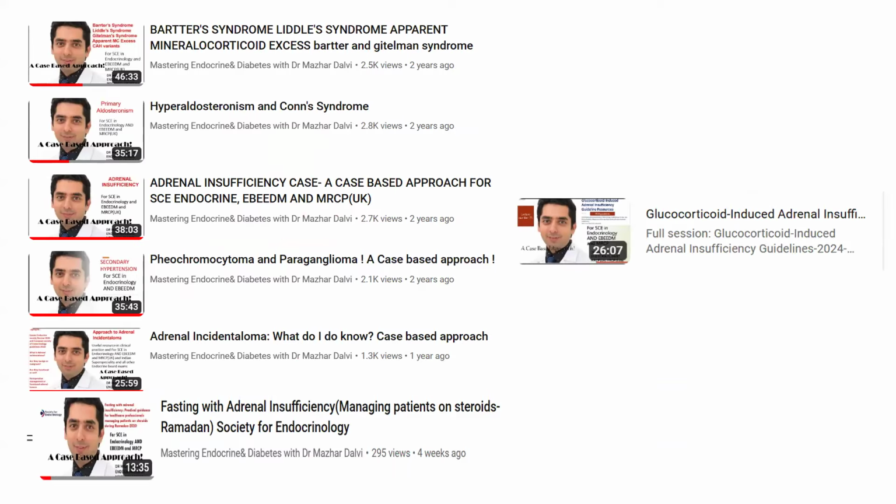Case-based approach to Bartter's, Liddle's, apparent mineralocorticoid excess, and Gitelman syndrome. Case-based approach to hyperaldosteronism and Conn's. Case-based approach to adrenal insufficiency, pheochromocytoma and paraganglioma. Case-based approach to adrenal incidentaloma.